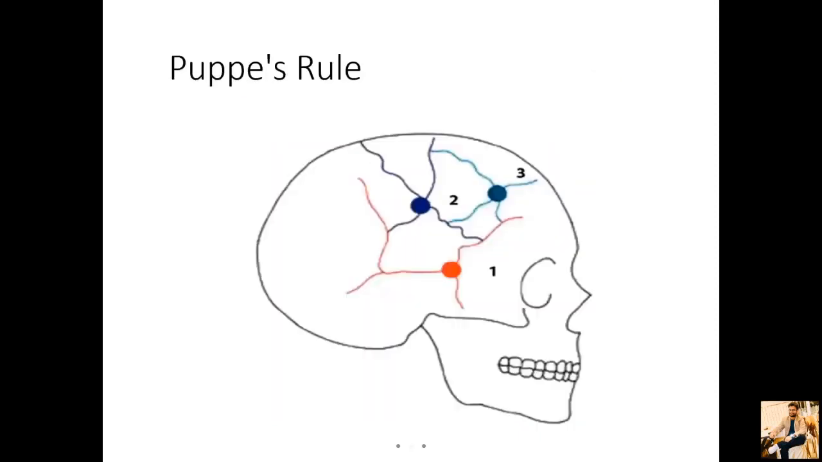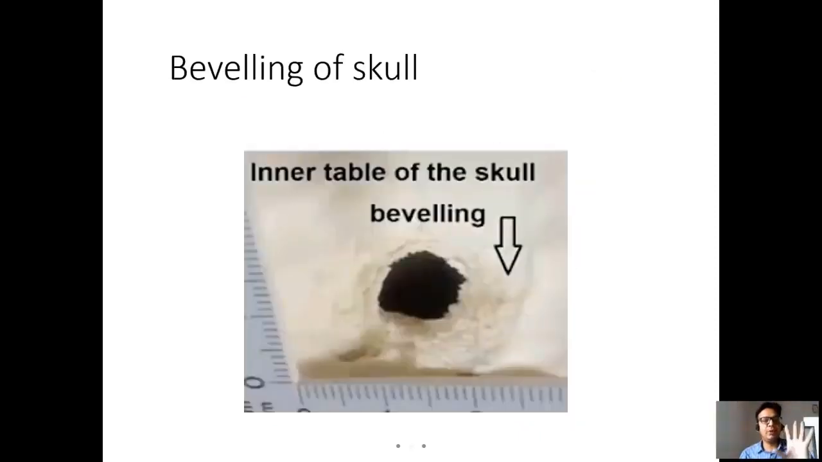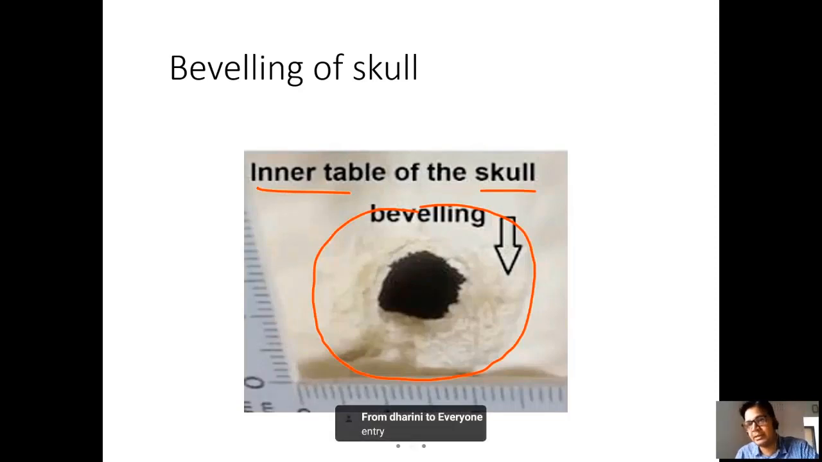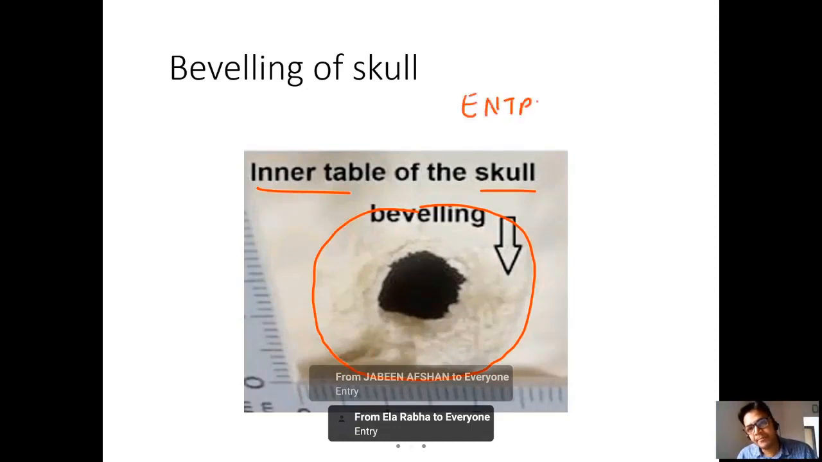See, this is a diagram. This is the inner table of the skull bone. This inner table of the skull bone is showing beveling. Now tell me, is it an entry wound or exit wound? I want to get your answer. Yes, absolutely right, Dharani. Absolutely right, Sanu. It is an entry wound. You got the concept?